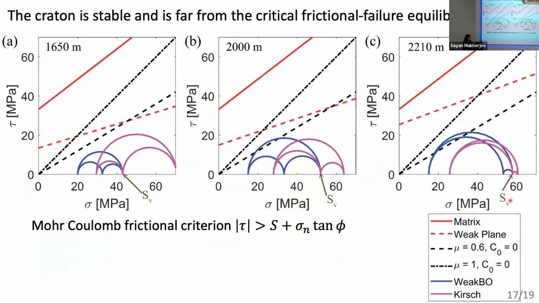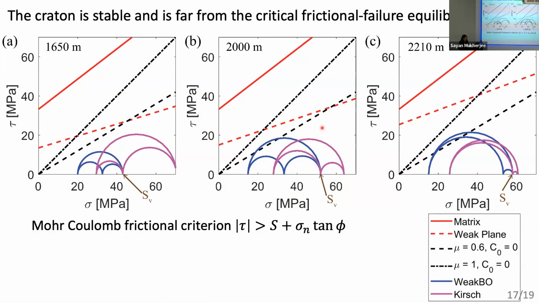After I do the same analysis for all three depth sections, I also want to do the stability analysis to see whether it's stable or not. The circles here, the blue and the magenta color, represent the weak Biot case and the Cauchy case, and the solid red and dashed lines are the failure lines for the matrix and the weak planes. We could see that all these small circles are far away from our failure envelope, meaning that the craton is very stable.